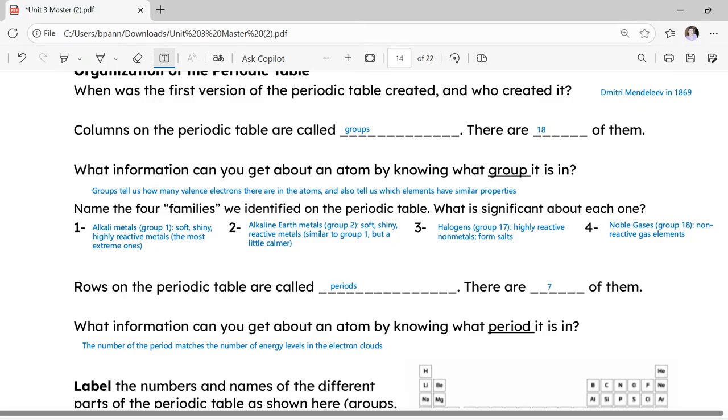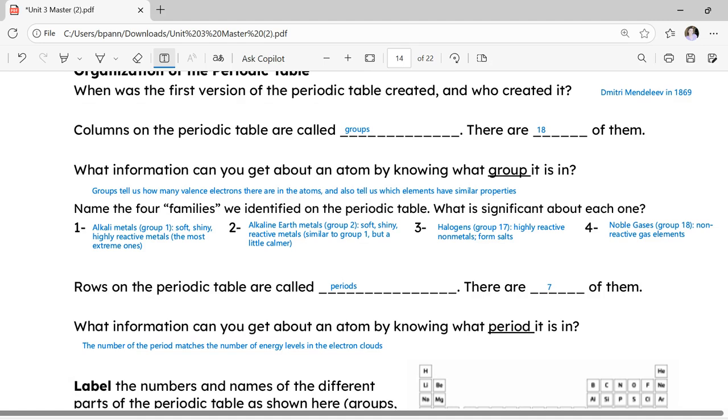Both sets of these elements are soft, they are shiny, they are highly reactive. Group 1 is the most extreme reactivity, while group 2 is a little bit less reactive, a little bit less soft, and a little bit less shiny. These 2 groups of elements are very similar to each other.